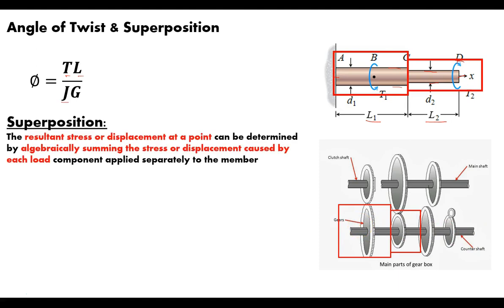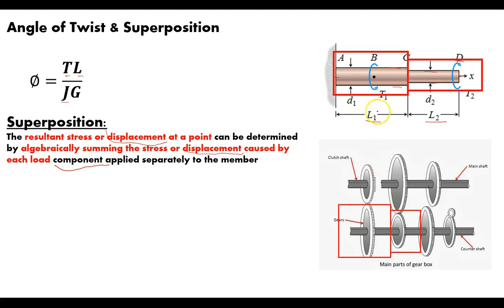That brings us back to the rule of superposition. If you don't remember, superposition is that the resultant stress or displacement at a point can be determined by algebraically summing the stress or displacement caused by each load component applied separately to the member. So in this case, we're talking about displacement and each load component. So basically, we'd have to add these up.